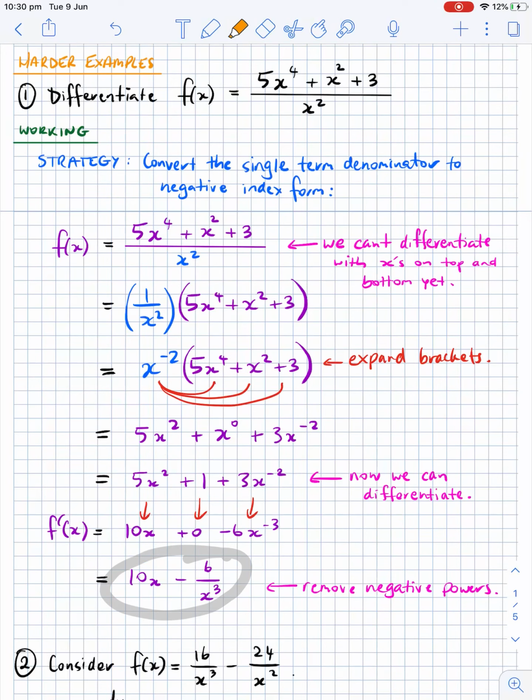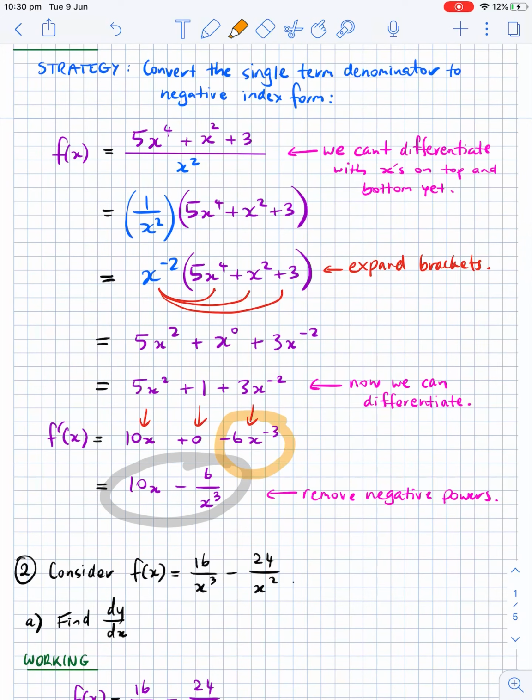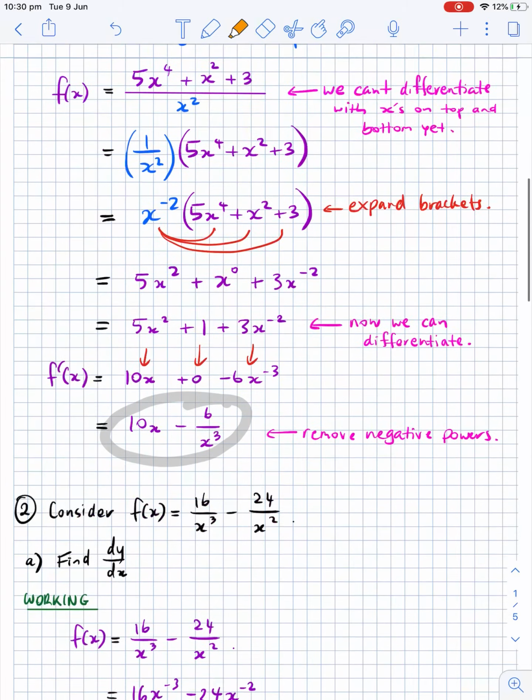The derivative of 1, which is the same as x to the power of 0, that's just going to give you 0. And the negative 2 multiplies with the 3 to give you negative 6, and x to the power of minus 3. And this term here, the x to the power of minus 3, can go down the bottom as the denominator, and you get this as your final derivative, f dash of x.